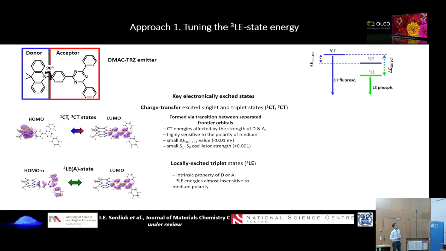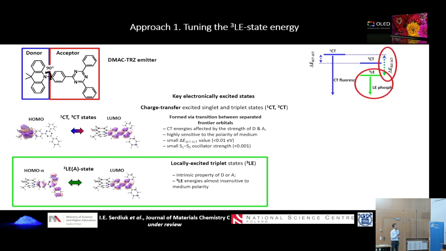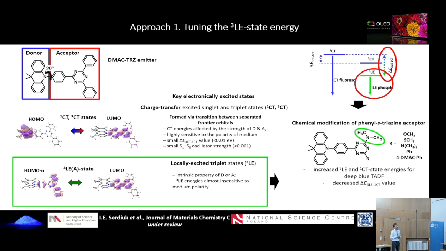Our first approach was to tune the LE state energy, and we took this MAC-TRZ emitter, which was discussed in detail today already. The first idea that comes to mind with this emitter, if the lowest excited state of triplet nature is localized on the acceptor, is that we need to modify the acceptor. And we did this with the introduction of some electron-releasing substituents.